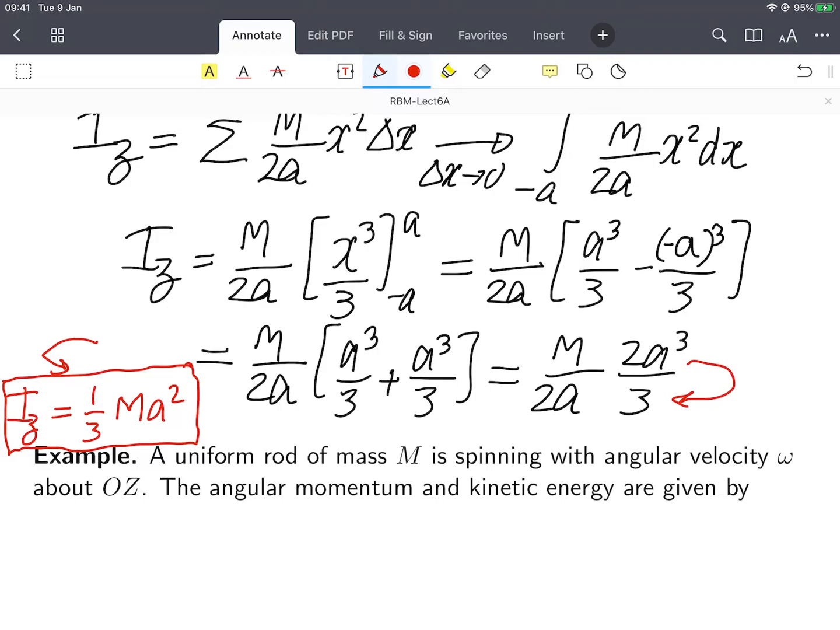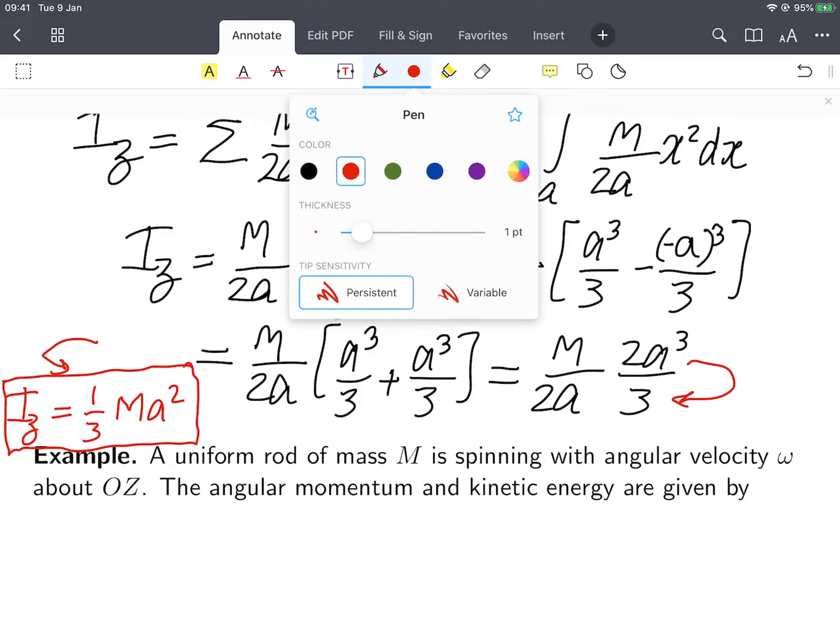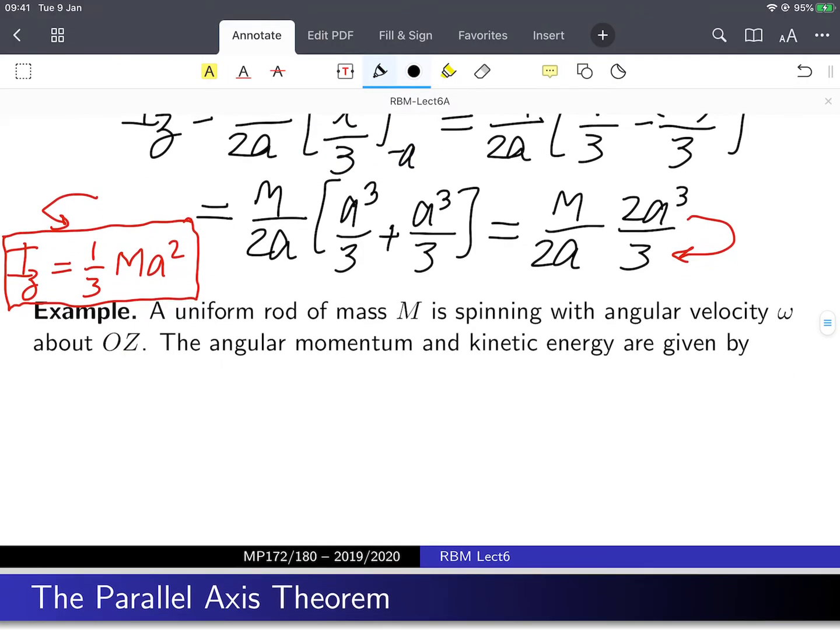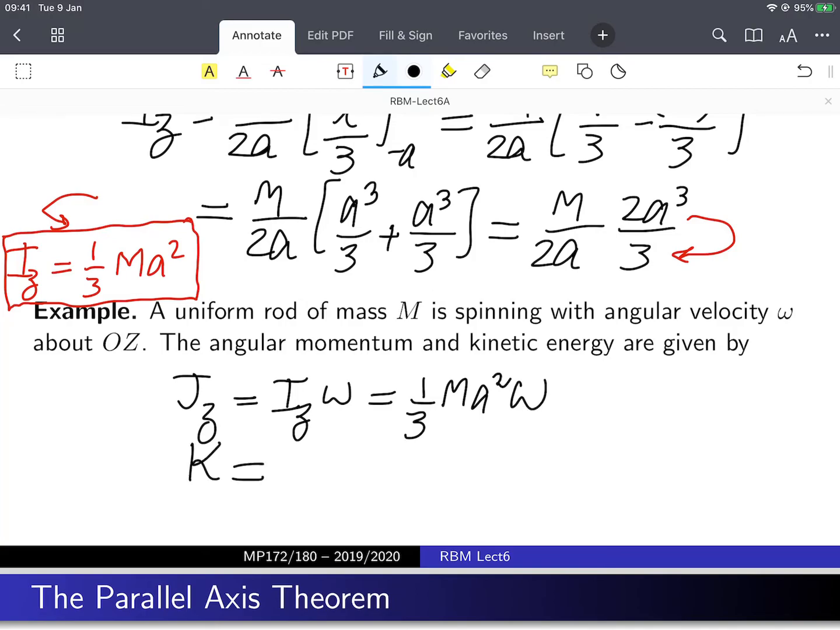Yeah, the 2's cancel out, a cubed divided by a squared. Okay. And so again, now that I have this, I can go on and solve a problem of a rotating rod. The angular momentum, I know it's going to be Iz omega. The kinetic energy about Oz. Just reminding you that I is dependent on m.